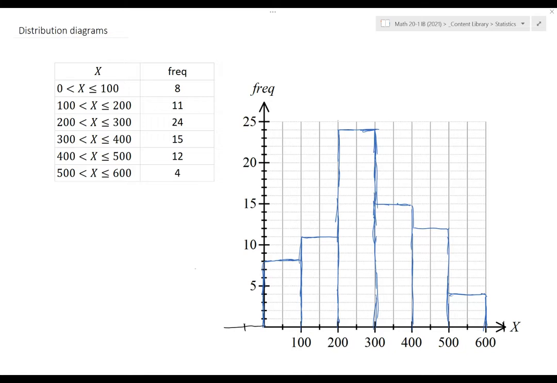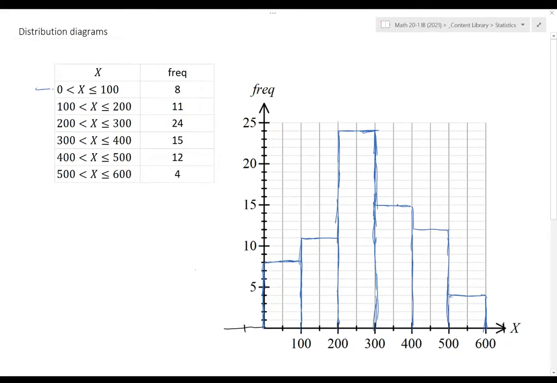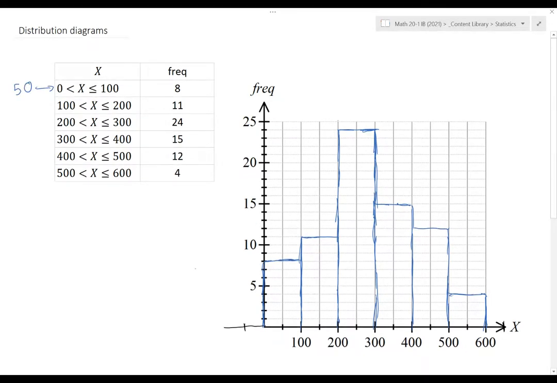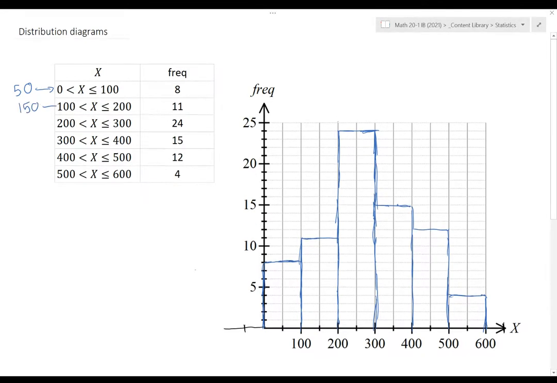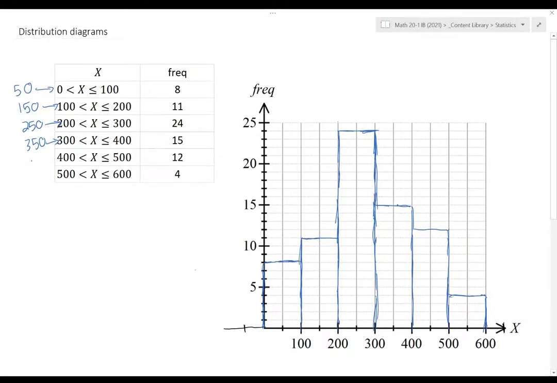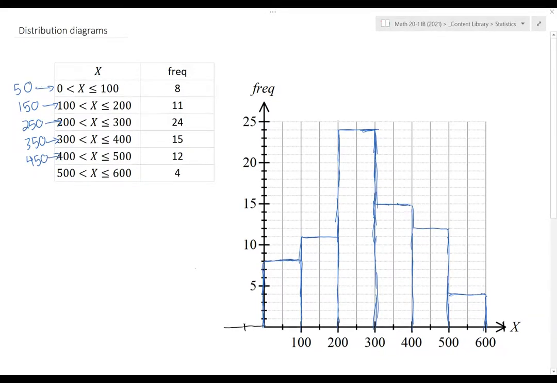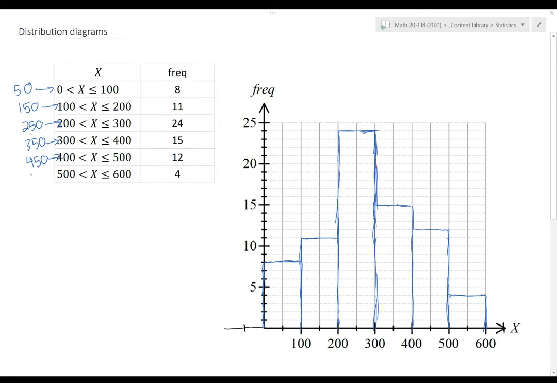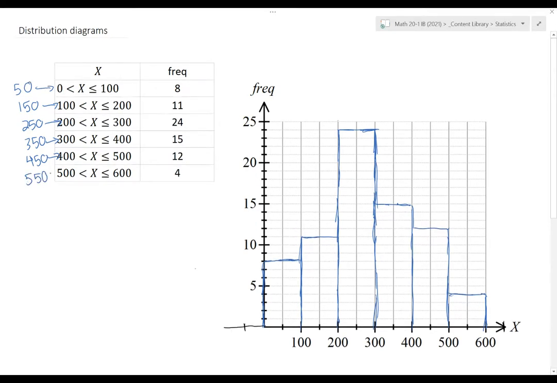It's just that on your graphing calculator, you can't enter an interval. So what we're going to do is essentially tell our calculator that these values are all 50. So we'll assume they're all sort of the average value of that interval. And for the second interval, we're going to use 150, 250, 350, and so on. So we use these values. So essentially, we're telling our calculator that we have 8 50s and 11 150s and so on. Now, obviously, that isn't going to be exact, but it will give us a reasonable approximation.